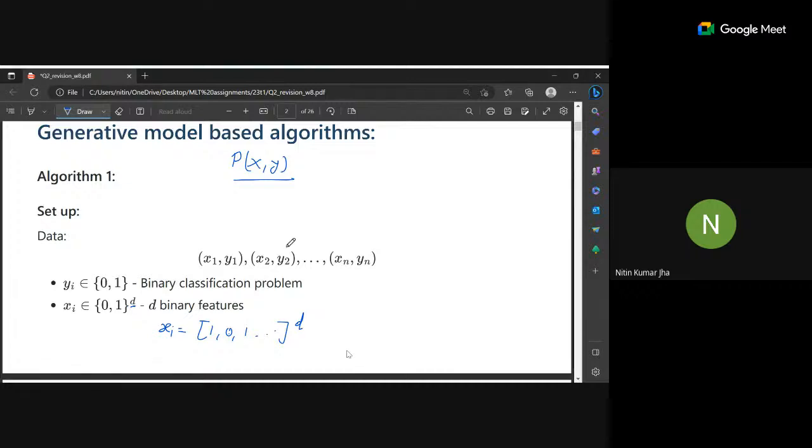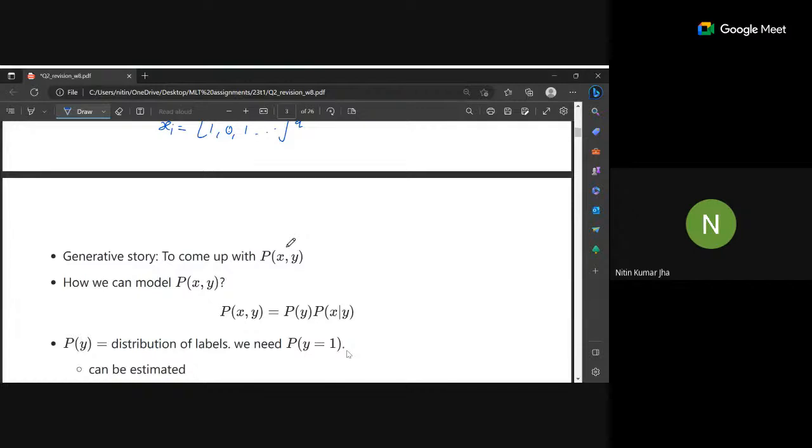Now, what is generative? Generative means that we have to come up with the distribution of X and Y, right? And as you know, this probability can be written as the marginal times the conditional probability. So P(X, Y) can be written as P(Y) times P(X given Y). If we have estimated these probabilities, then we have actually estimated my distribution P(X, Y). So we will find out the probability of Y and the probability of X given Y.